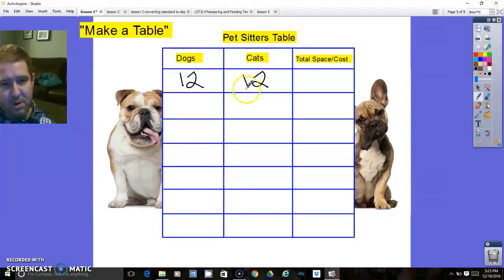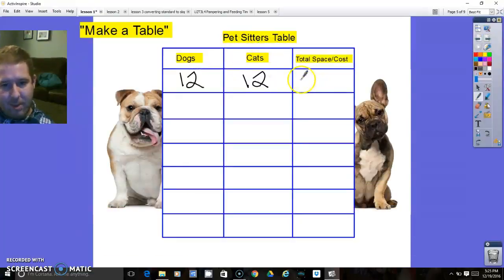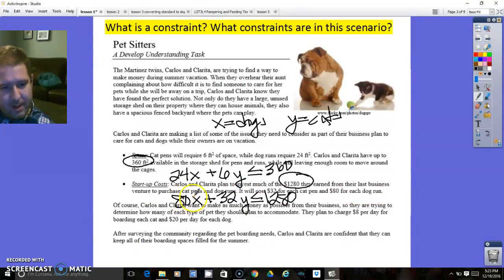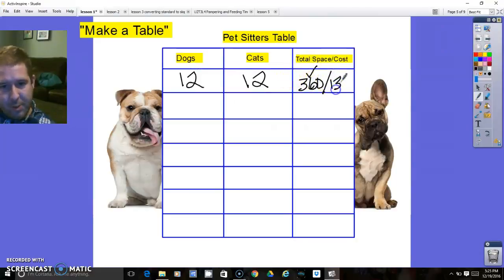So if I put 12 in for dogs and 12 in for cats into those two inequalities right here, if you put 12 in for x here and 12 in for y here, sort of like you did on the warm-up, you end up getting exactly 360 space. So that works so far. But cost ends up being too much. If you put 80 times 12 plus 32 times 12, it ends up being more than 1280. In fact, I believe, if my memory serves me right, it's 1344, which means this is not a viable solution.